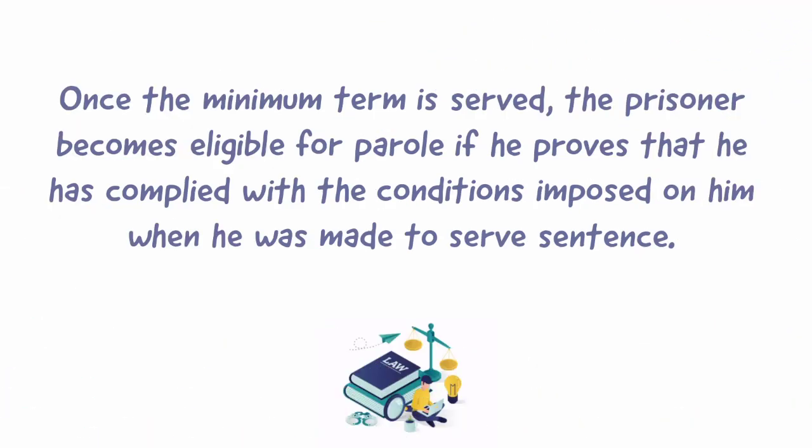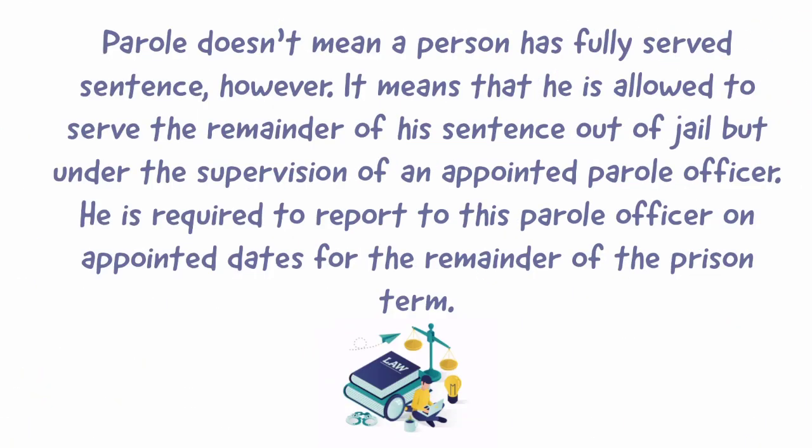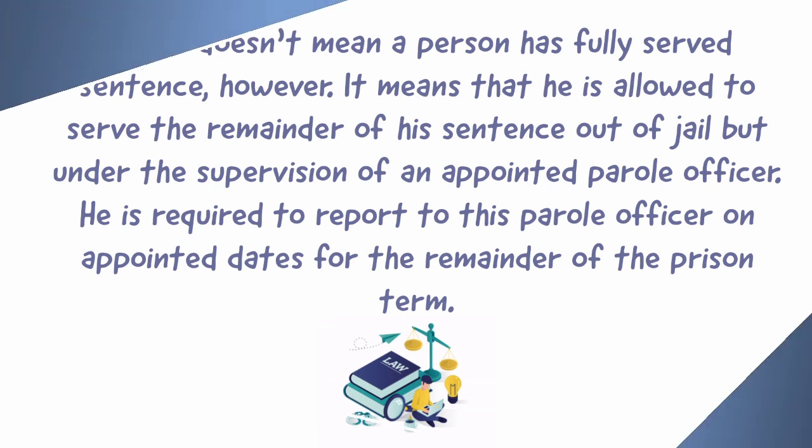Once the minimum term is served, the prisoner becomes eligible for parole if he proves that he has complied with the conditions imposed on him when he was made to serve sentence. Parole doesn't mean a person has fully served sentence, however. It means that he is allowed to serve the remainder of his sentence out of jail but under the supervision of an appointed parole officer.